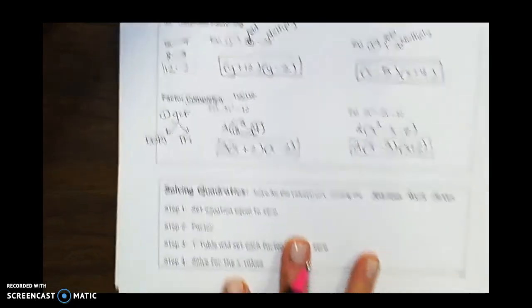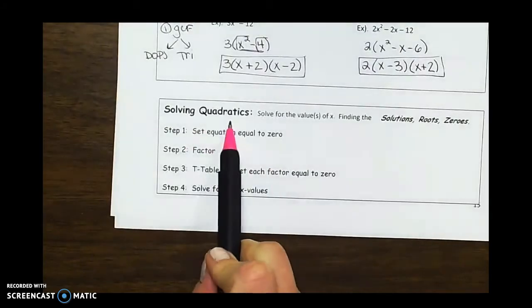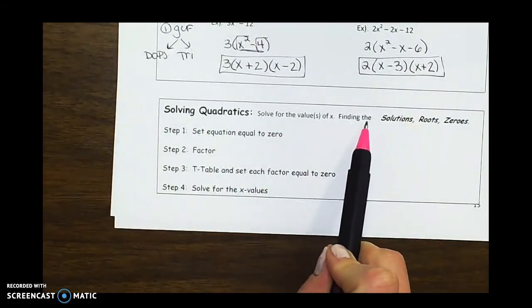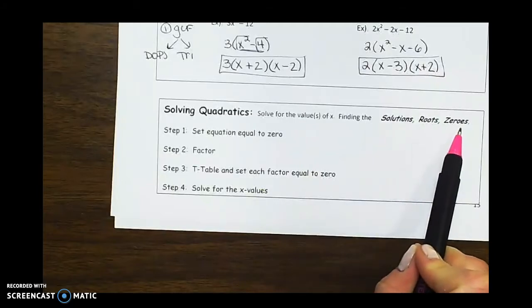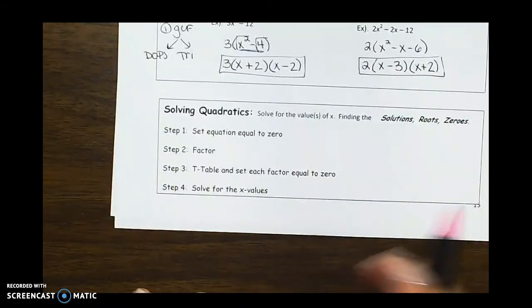So next, we have to review how to solve a quadratic. So solving quadratics, solve for the following values of x. Find the solutions, roots, zeros. So these are just your different names for the answers.